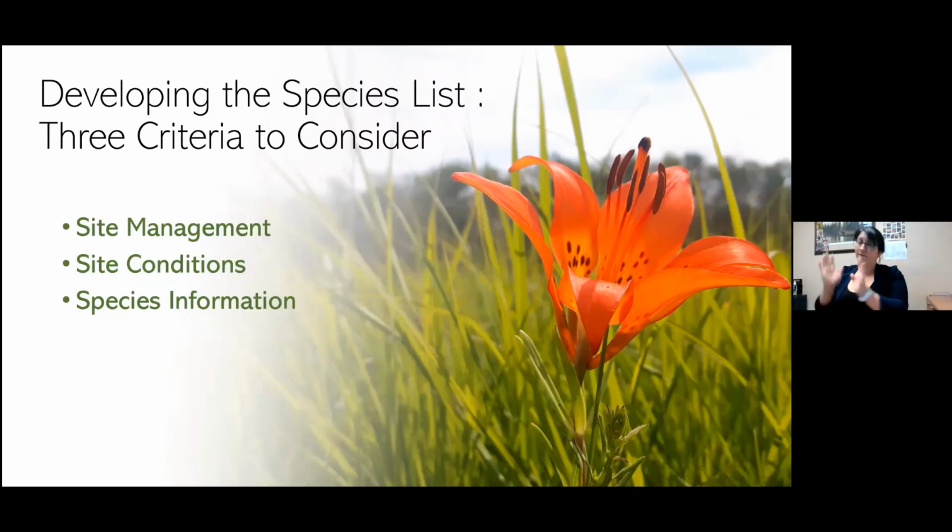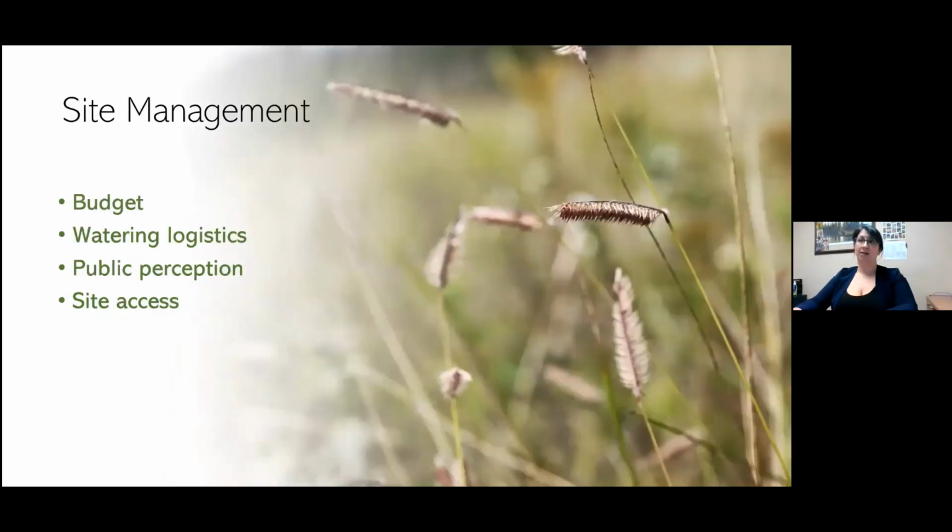I've tried to lump making up your species list into three categories: the site management, the site conditions, and the species information. Your site management includes stuff like your budget, water and logistics, public perception, and site access. These things can change. Sometimes grants are given and grants are taken away, so your budget can change. Water and logistics change if access changes on site, and public perception changes depending on how people are feeling that day.